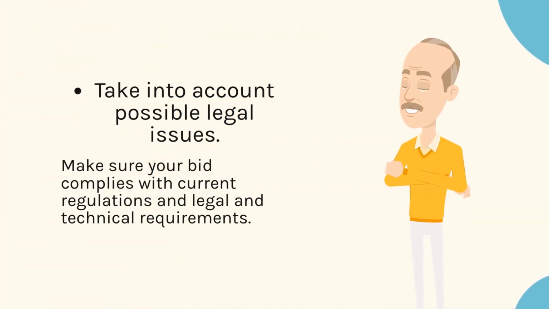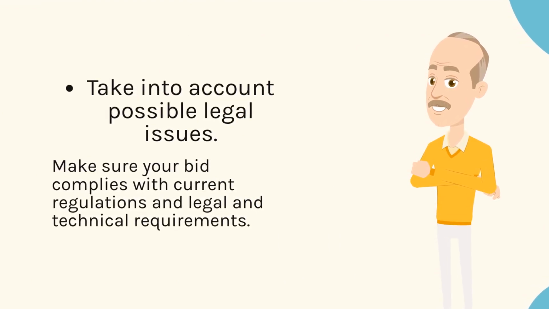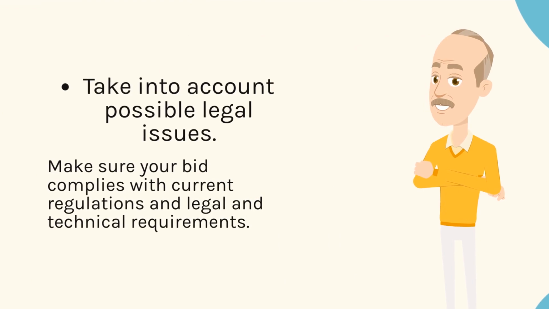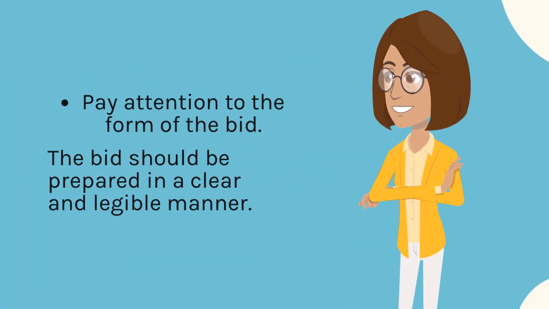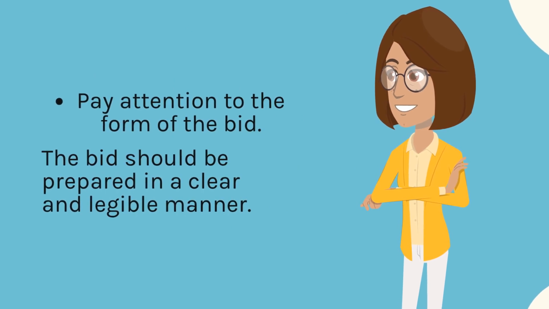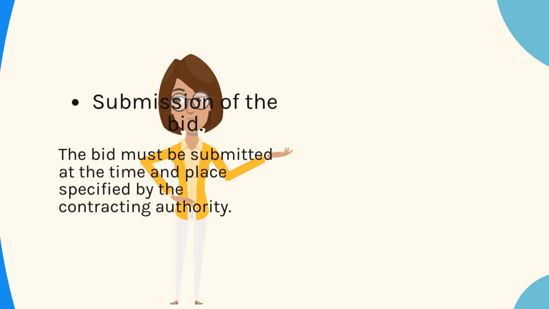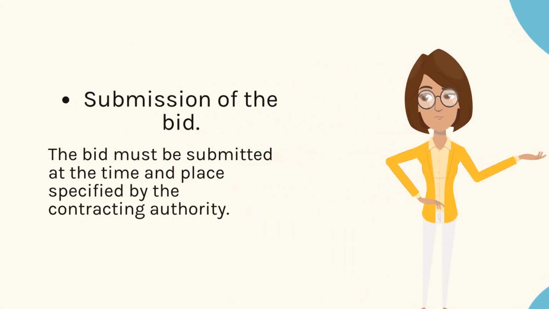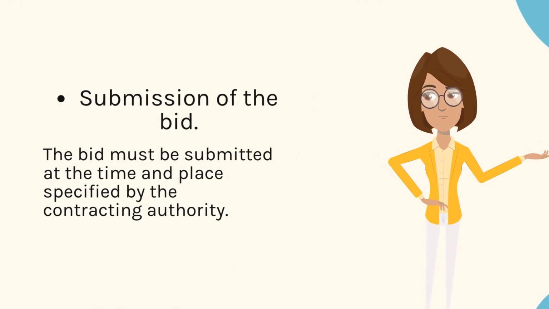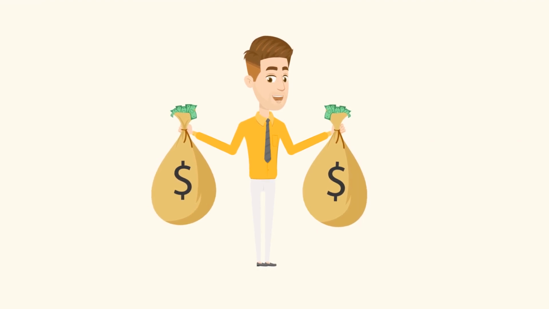Take into account possible legal issues. Make sure your bid complies with current regulations and legal and technical requirements. Pay attention to the form of the bid. The bid should be prepared in a clear and legible manner. Submission of the bid. The bid must be submitted at the time and place specified by the contracting authority. Preparing a bid well takes time and accuracy, but can pay big dividends in winning a public tender.